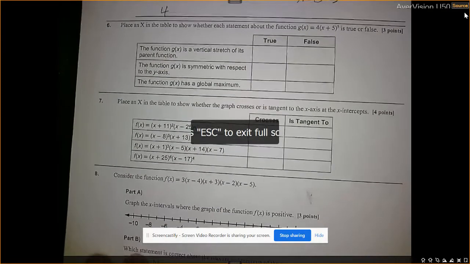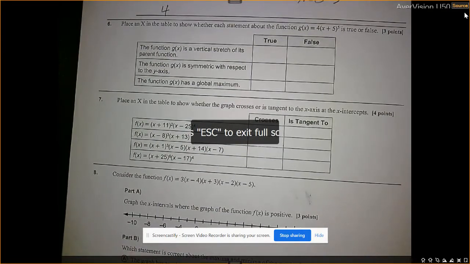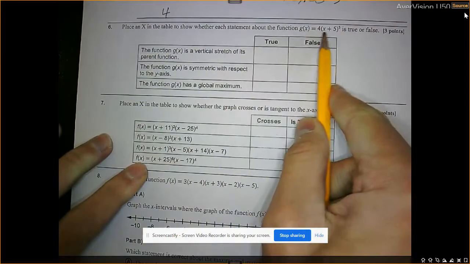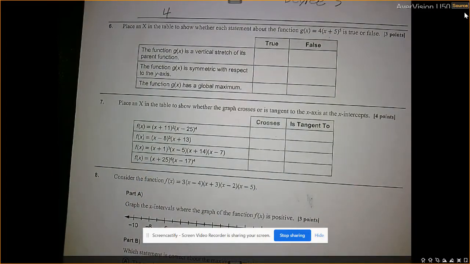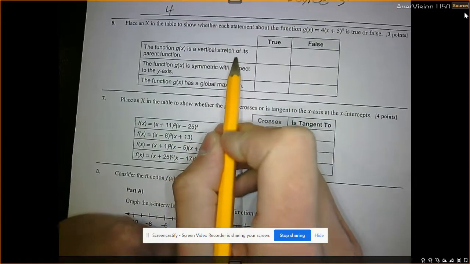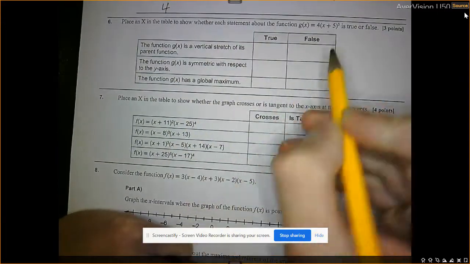Okay, now place an x in the table to show whether each statement about the function, here's our function, 4 times (x plus 5) to the 5th, is true or false. Okay, the function g of x is a vertical stretch of its parent function.